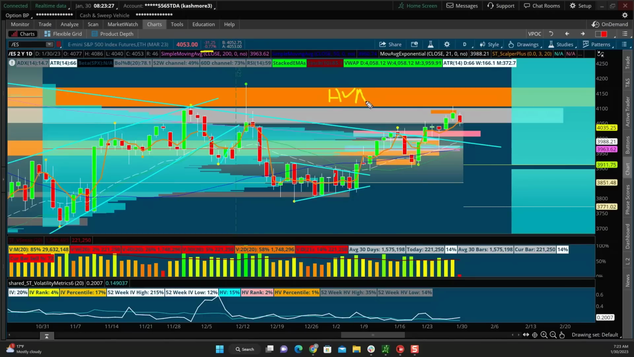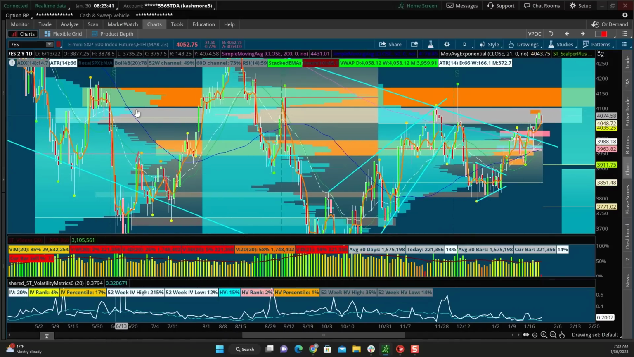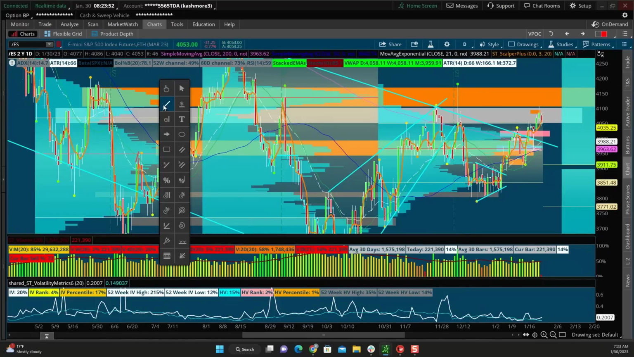This HVA level right here is a 3-month HVA level. If you're going to ask how I got this here, simply, all I do is use the drawing tools. This was asked in the comment section on my tutorial on how to set up volume profile. I just map it out and draw it across. That's not indicator based, it's not automatic. I have to draw it there.